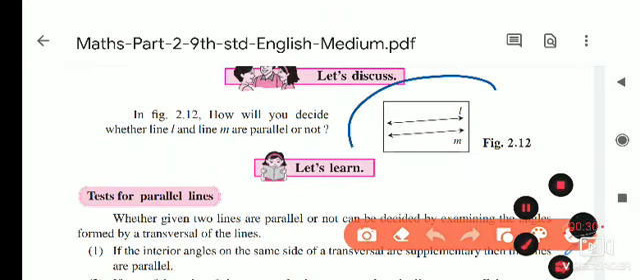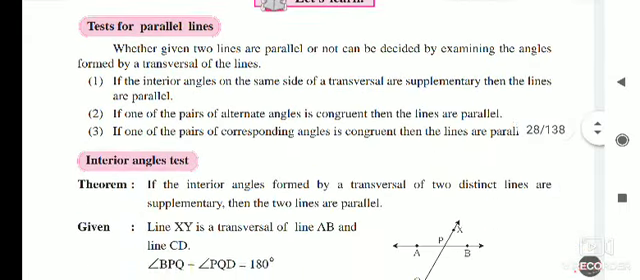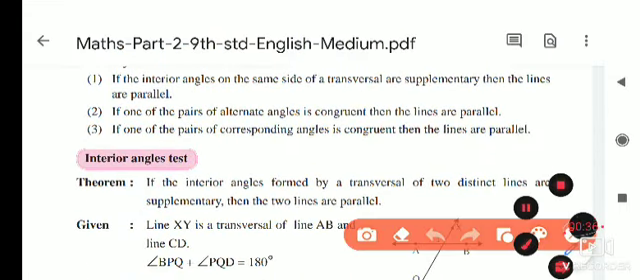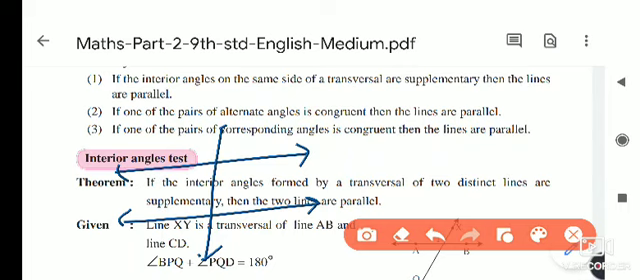When we have to check whether these two lines are parallel or not, for that purpose we have to apply one of the tests of parallel lines. If it follows, then what happens? The given two lines are parallel to each other.